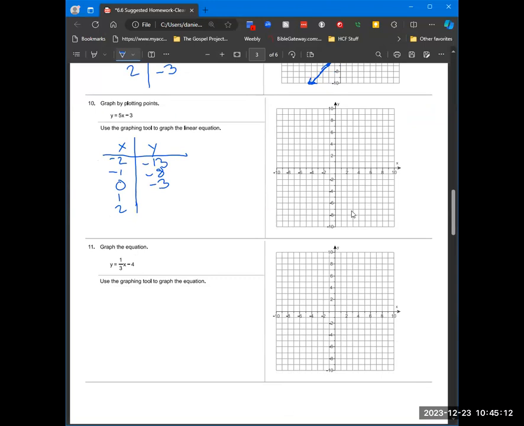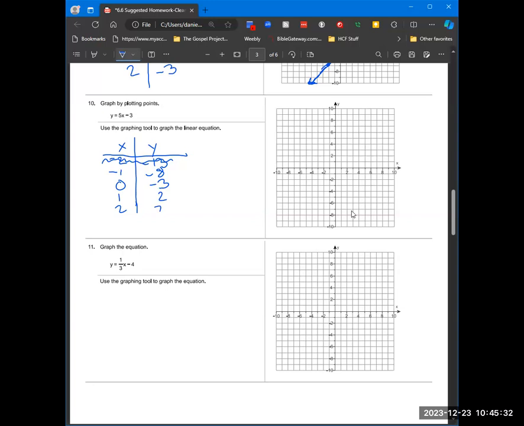5 times 1 is 5. 5 minus 3 is 2. 2 times 5 is 10. 10 minus 3 is 7. I could go for another point if I needed to, but at this point I'm going to ignore it because it's not on my graph paper.